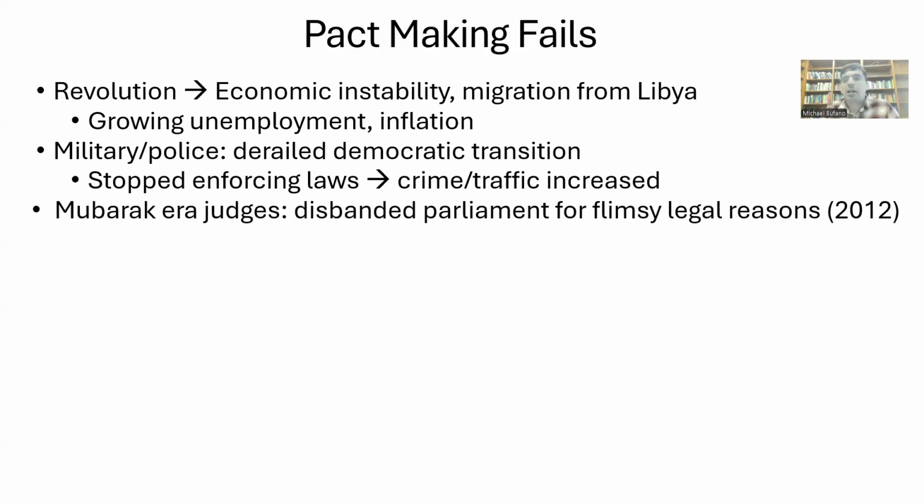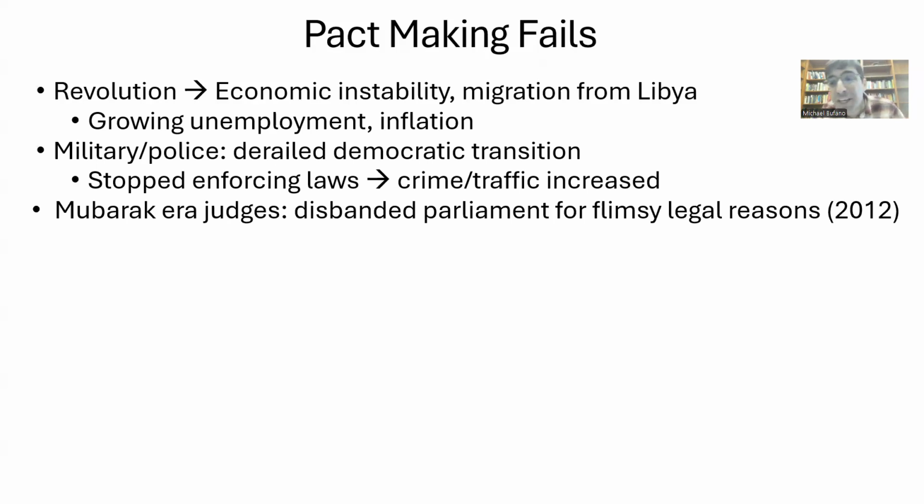Now, on top of this, the judges in Egypt were never changed from the Mubarak era during this transition. You had the same judges, and thus they were making all sorts of rulings in the courts that were creating problems for the democratic transition. In fact, very quickly after the parliamentary elections, they disbanded parliament for very flimsy legal reasons and said new elections would have to be held a year later. As a consequence, there was no parliament to oversee the process of writing a new constitution.